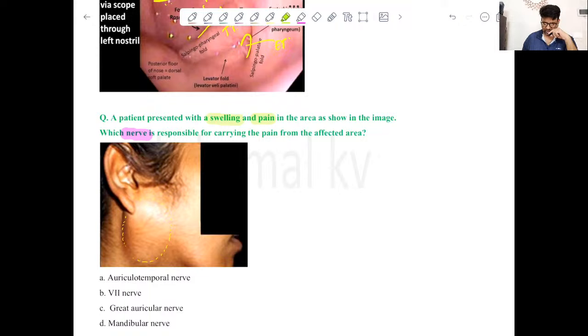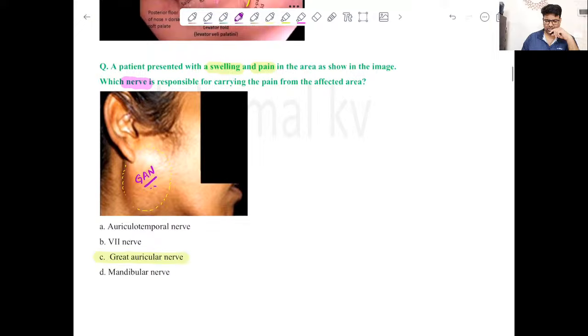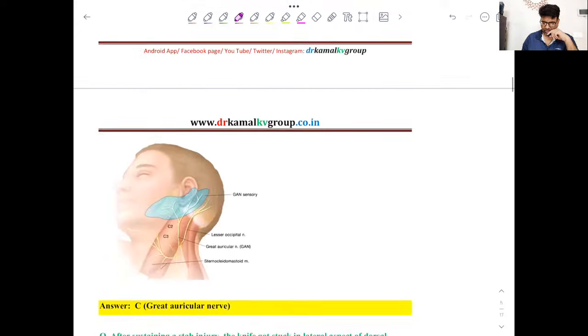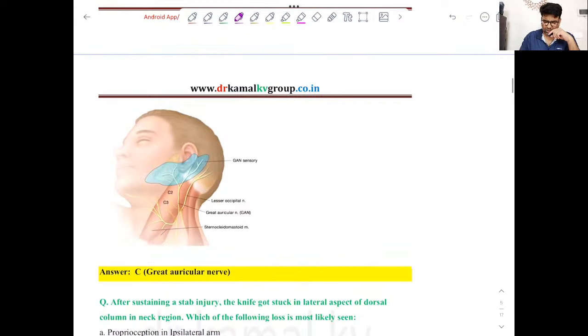Yes, Varun, this is the great auricular nerve, right? So this is the territory of the great auricular nerve. Therefore any cutaneous pain sensation would be carried by the great auricular nerve. To be more specific, you can see this whole area is the territory of the great auricular nerve, involving the angle of the mandible.